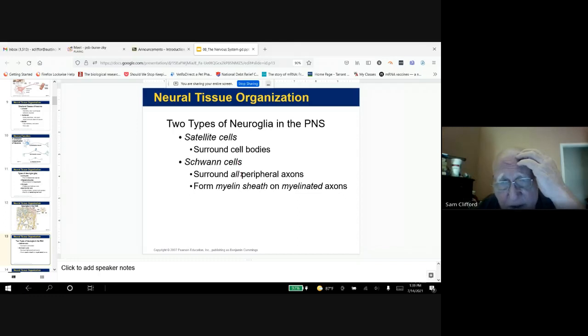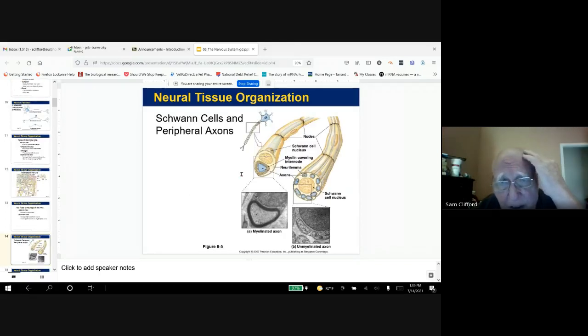So both these cells, the satellite cells and the Schwann cells, note the function. Schwann cells make the fatty substance which wraps around nerves, and the whole purpose is so the speed of conduction can be increased.